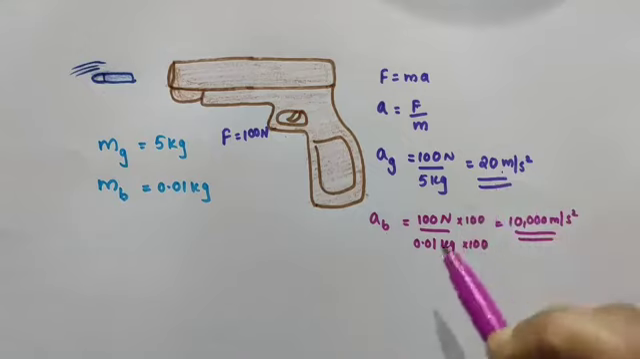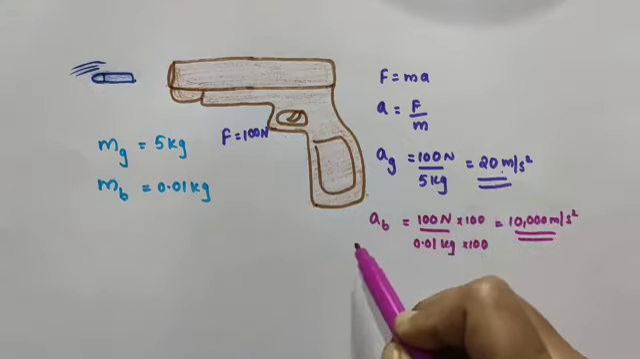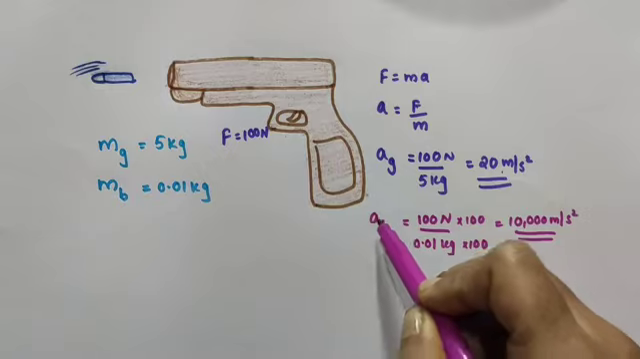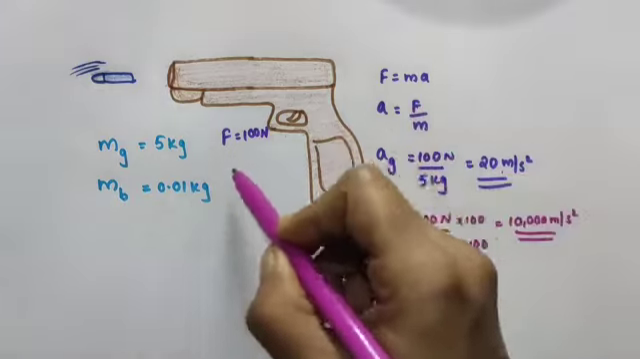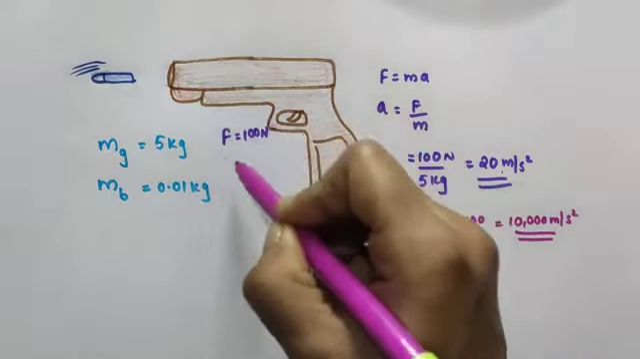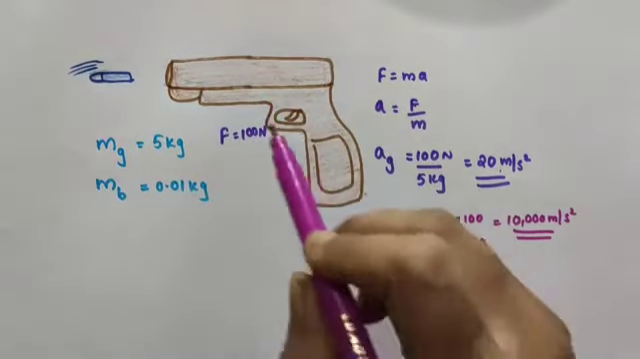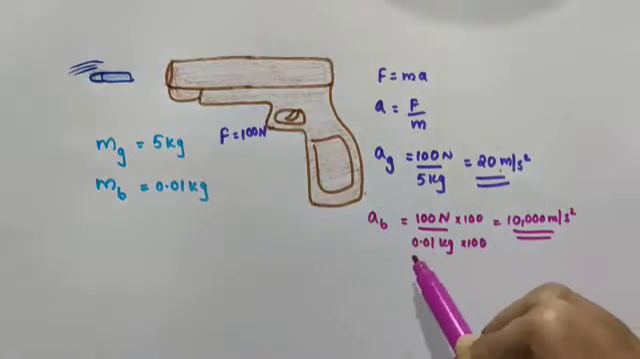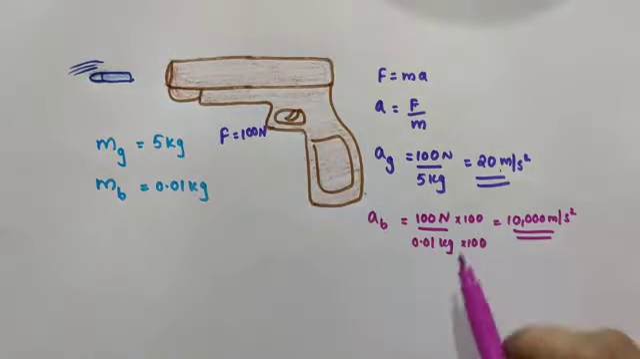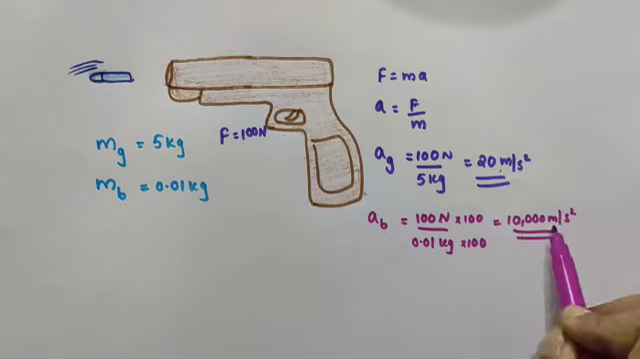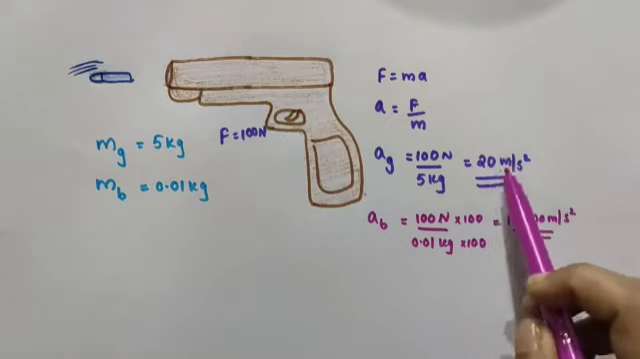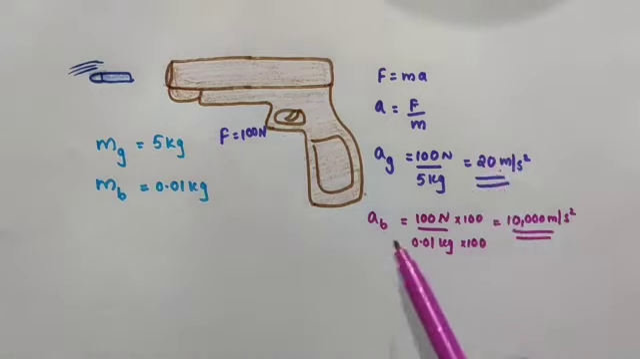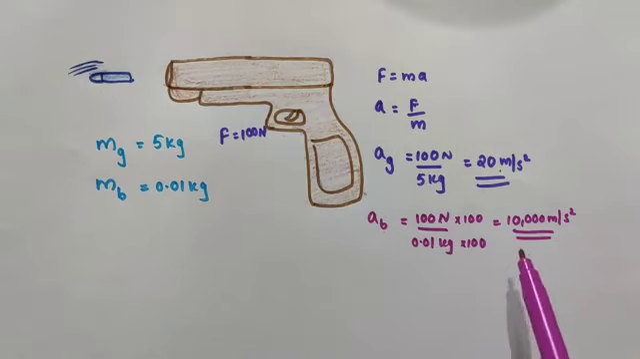Similarly, what about the acceleration of the bullet? Let it be a_b, the acceleration of the bullet. That is, force on the bullet divided by mass of the bullet. The same force acts on both the bodies, no? So, force on the bullet is 100 Newton divided by the mass of the bullet, which is 0.01 kg. So, that will give you 10,000 meter per second square. So, you see, the acceleration of the gun is 20 meter per second square. Acceleration of the bullet is 10,000 meter per second square.